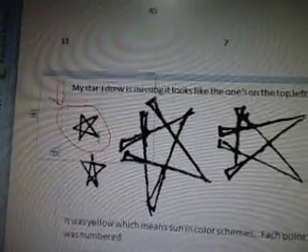Now, if you notice, my star that I draw is exactly like theirs, only it's flipped. You see that? It's got the long end on the right, my long end's on the left. Just take note of that. I don't know what that means, but anyway.